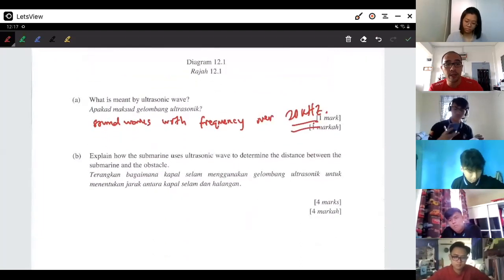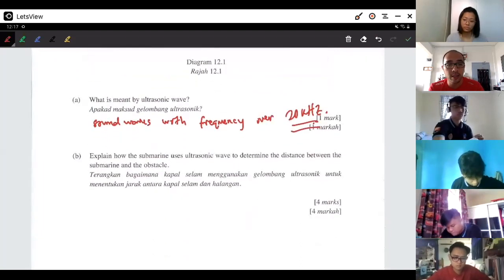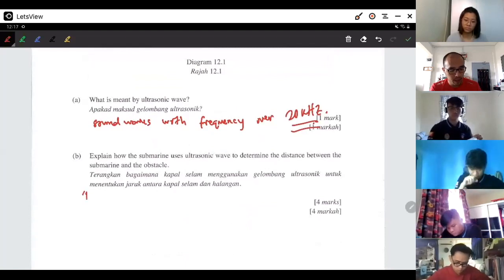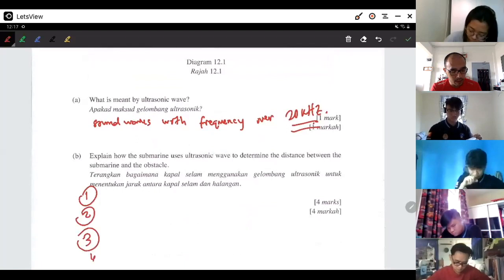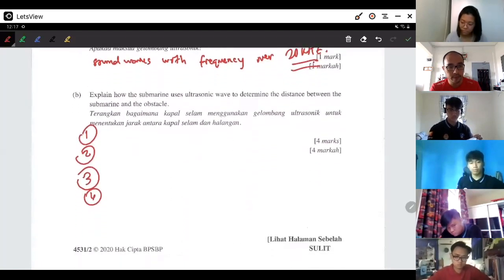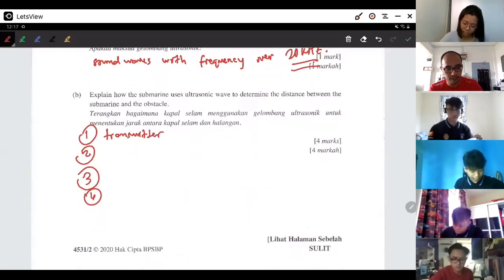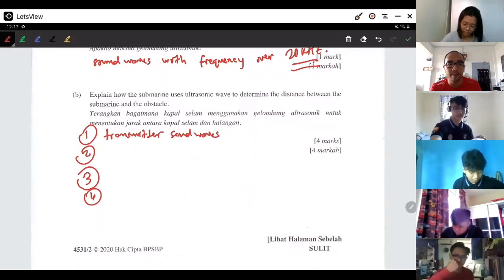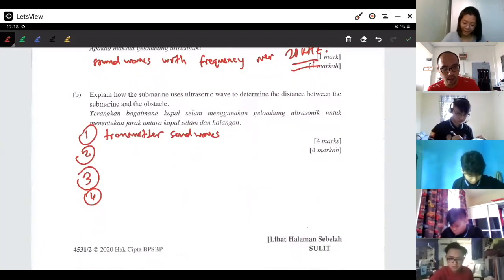Explain how a submarine uses ultrasonic waves to determine the distance. I think I've answered this question many times. Give me the 4 points, please. Transmitter sends waves to the obstacle, not to the ground.